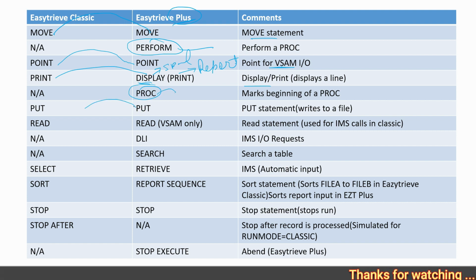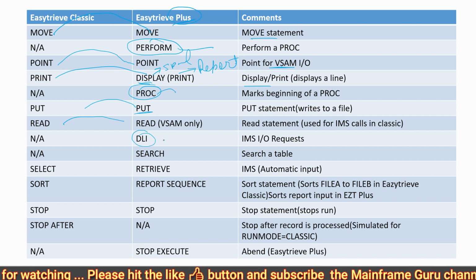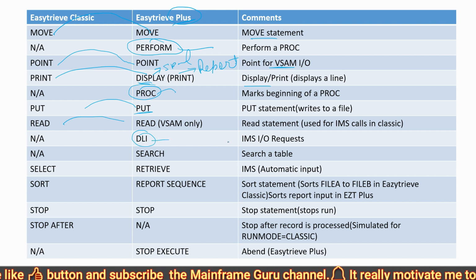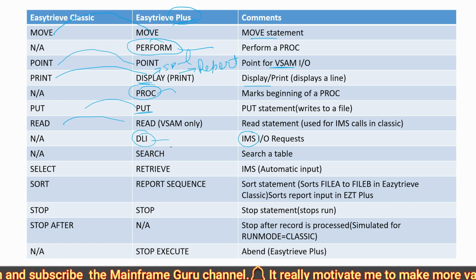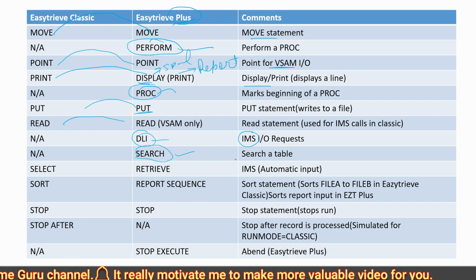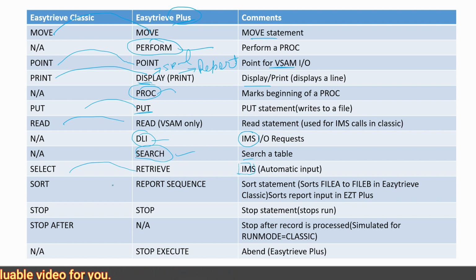We have put in both versions, which writes a record to a file, and then we have read, which is used to read the record. Then we have DLI in the Plus version only, which means Easytrieve is interacting with the IMS database also. Then we have search, which is also in the Plus version. It is used to search a table. And we have select and retrieve, used for interaction with IMS, automatic input.